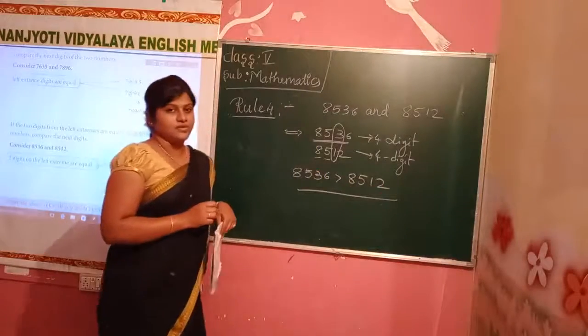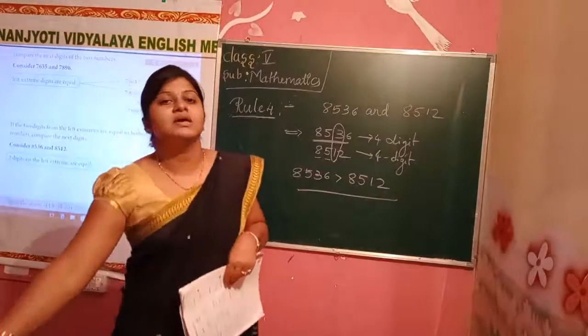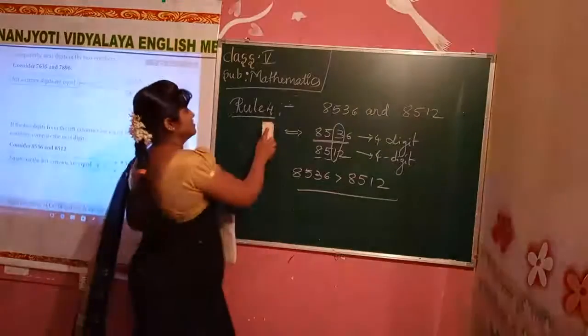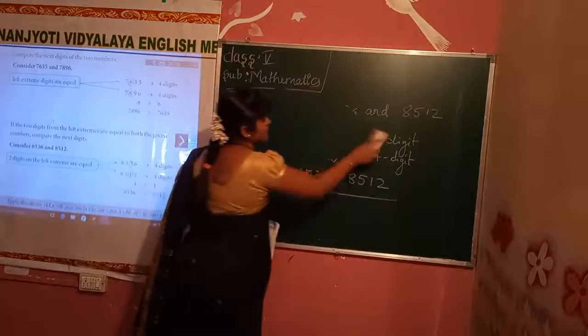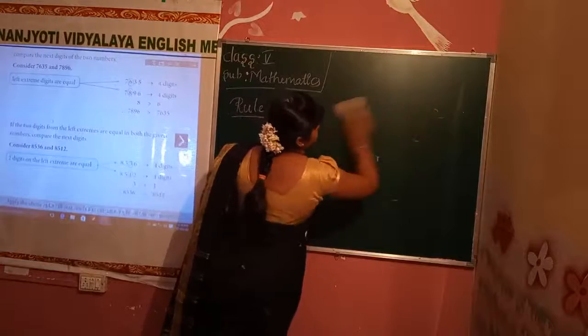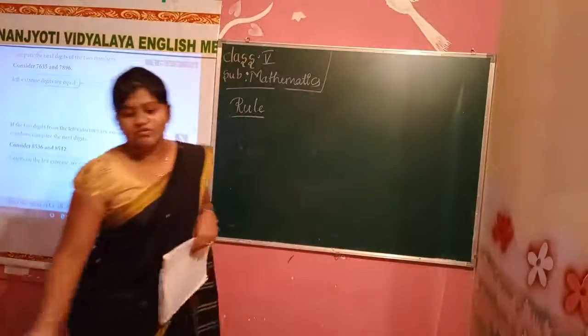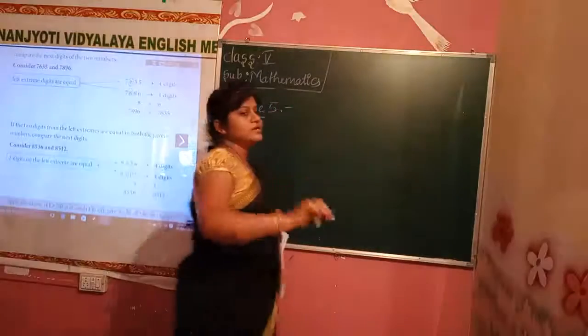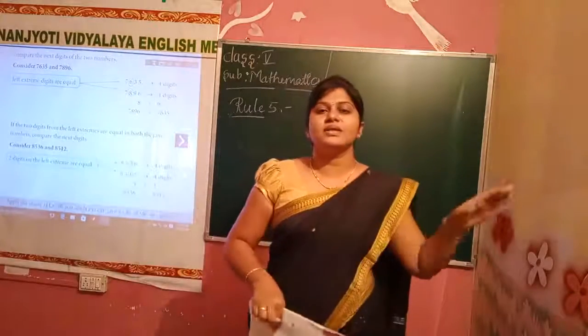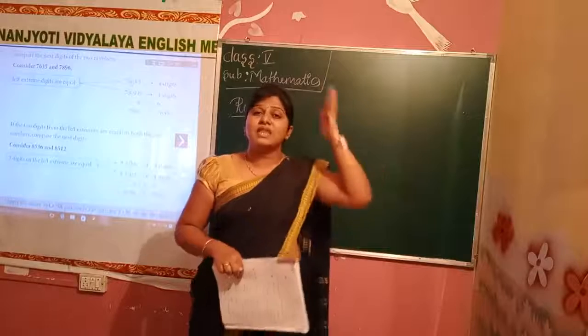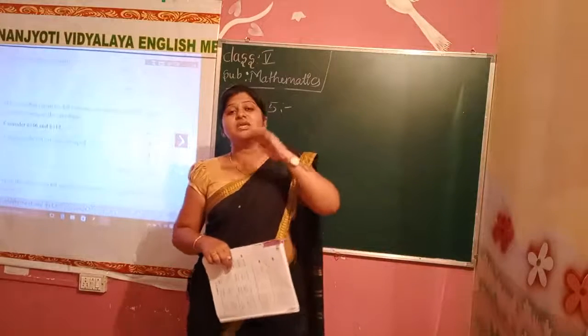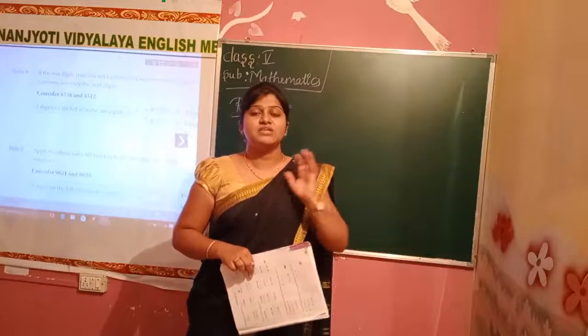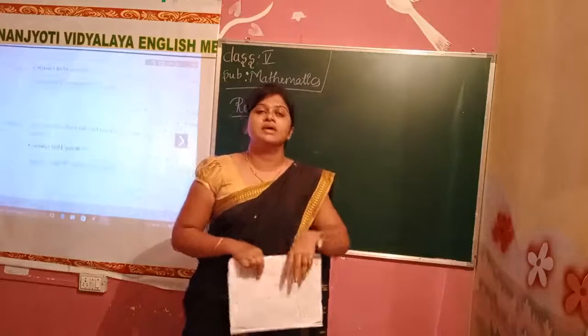Like this we compare. Then the last rule, rule number 5. When we have 4-digit numbers and the first three digits are the same, then we have to see the last digit. Whichever is greater there, that is the greater number.